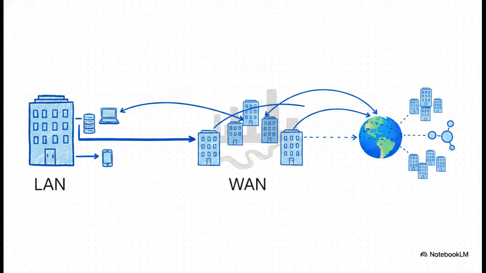So you start with a LAN, a local area network. That just covers, say, your office building. Then you connect a bunch of those together to make a WAN, a wide area network, which can span a whole country. And then, what happens when you connect all of those networks together? You get an internetwork, or, what we all just call the internet.